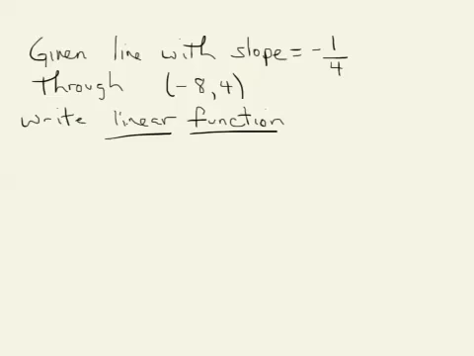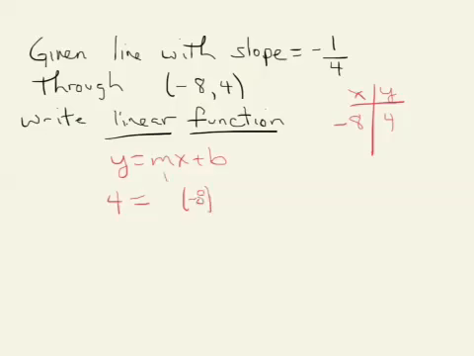Now the way we do this, all we have to do is write y equals mx plus b on our paper. We then fill in what we know. We have a table of values going on behind the scenes, and when -8 goes in, 4 needs to come out. Now, slope has been told to us as being -1/4, so we have -1/4 times -8 plus b.